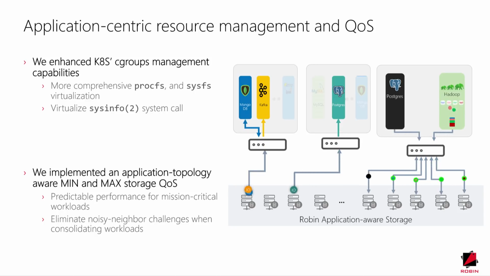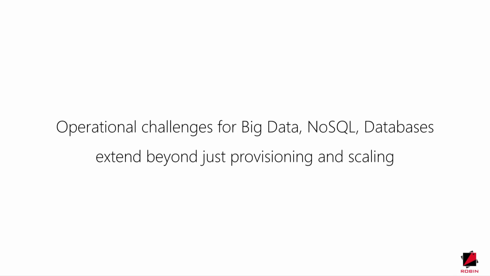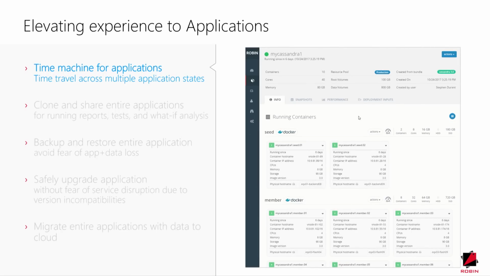The next one is, okay, I talked about very easy deployment. I talked about how you can consolidate while giving performance predictability. What are the other operational challenges? And this is where I would like all of us to elevate our thinking from infrastructure components to applications. Let's say you have operational databases. I'll talk about a few use cases. Let's say you have a Cassandra app.